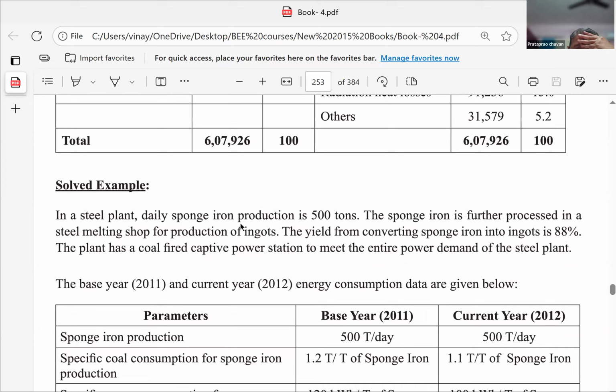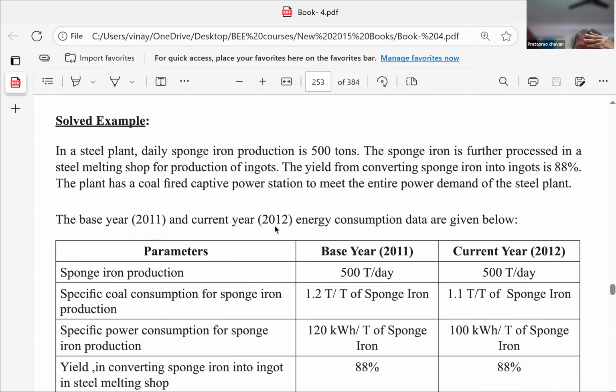In a steel plant, daily sponge iron production is 500 tons. Sponge iron is further processed in a steel melting shop for production of ingots. Ingots are the bulk raw steel, you can say. The yield from converting sponge iron into ingots is 88%. That means 12% of the iron is lost in converting impure steel into sponge iron. The plant has a coal-fired captive power station to meet the entire power demand of the steel plant.